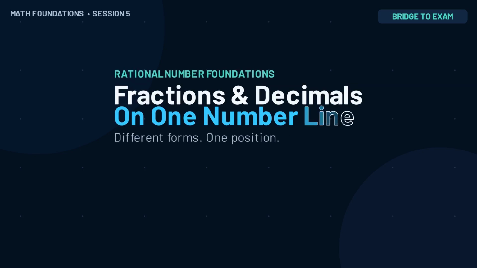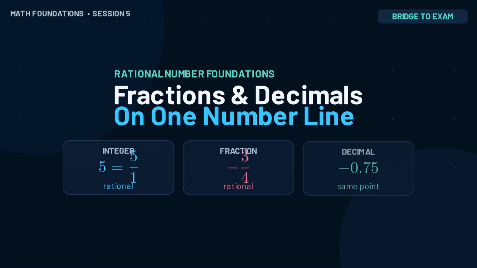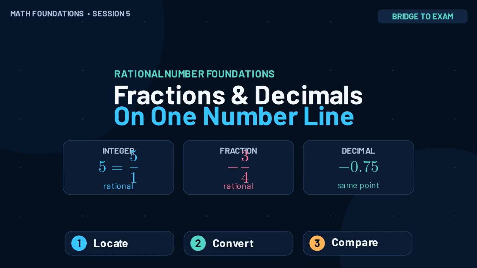Welcome to Session 5. The number line holds more than integers. Fractions, terminating decimals, and repeating decimals are rational numbers too. A rational number can be written as one integer divided by another non-zero integer. Today you will place signed fractions and decimals, convert to a common form for comparison, locate an improper fraction, and solve a real-world measurement comparison.